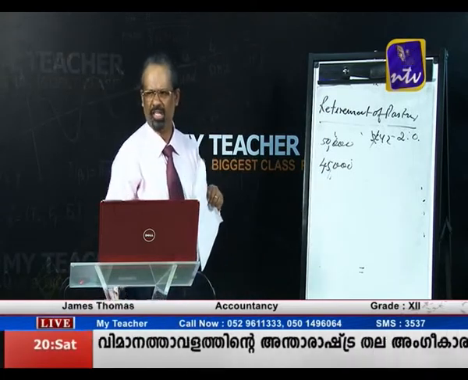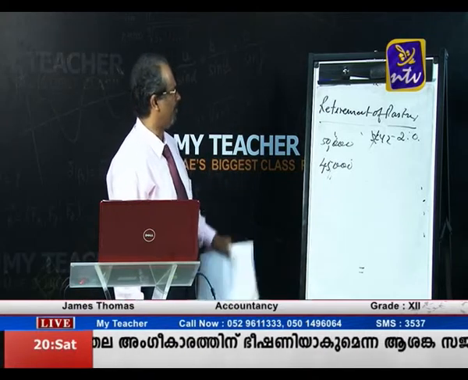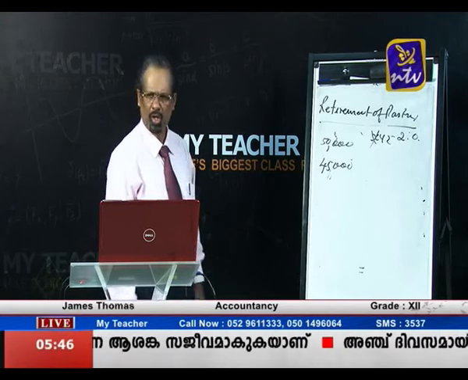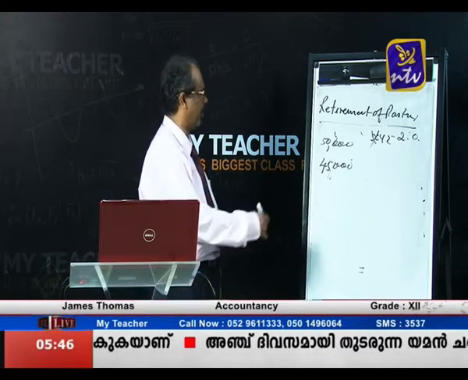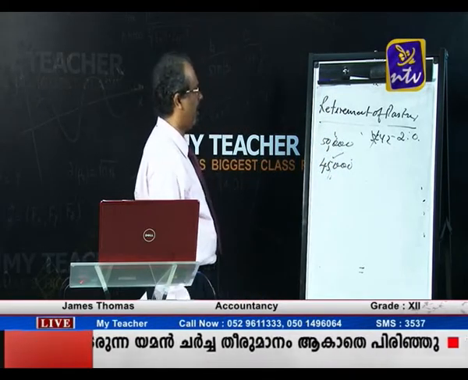Here you can see this is a 3-mark question. You can expect a question like this: at the time of retirement, goodwill already exists in the firm, and also the goodwill is valued at rupees 45,000. So we want to find out or pass the necessary journal entries.